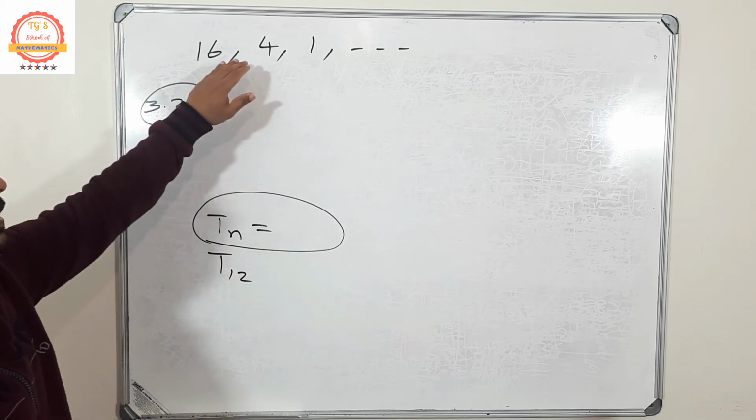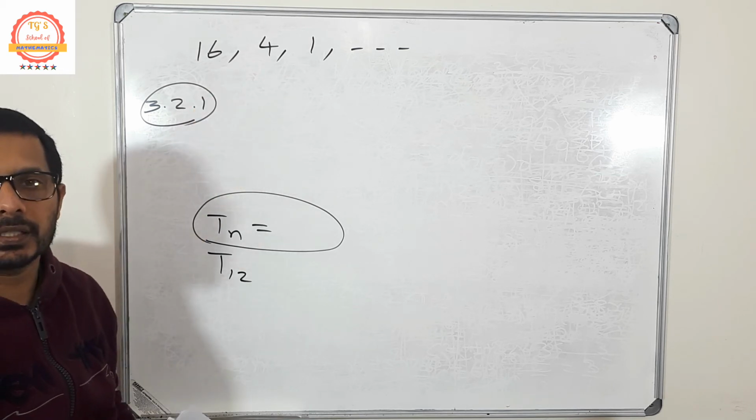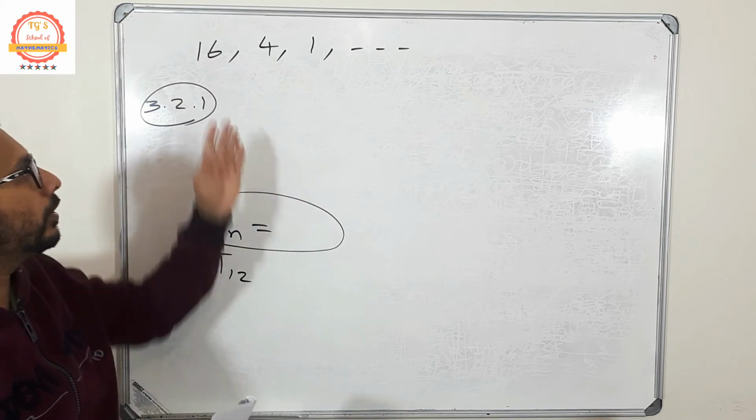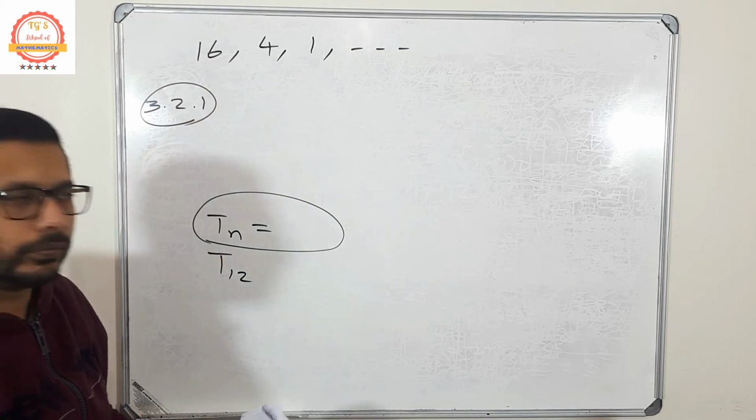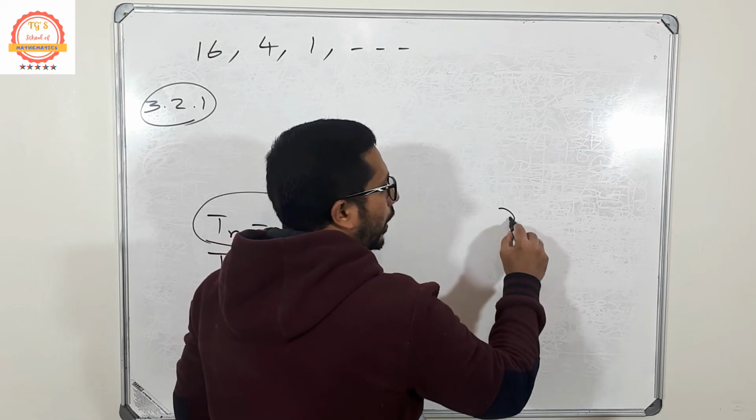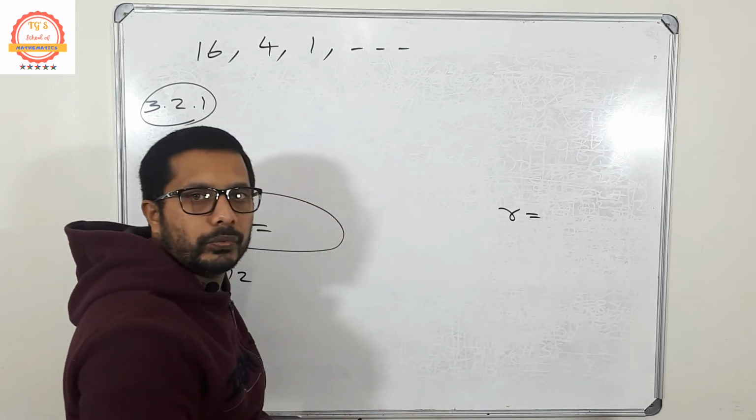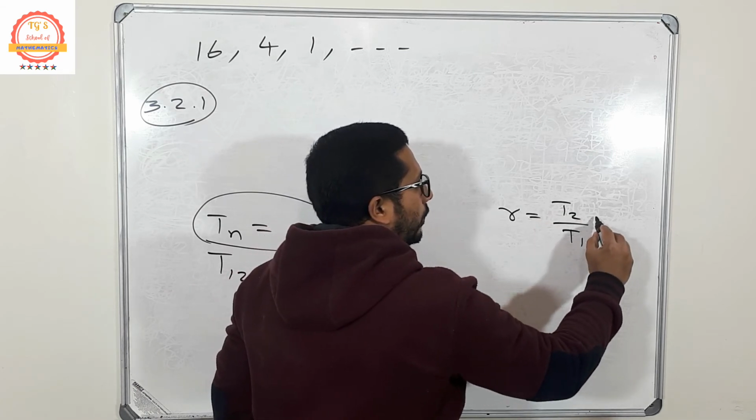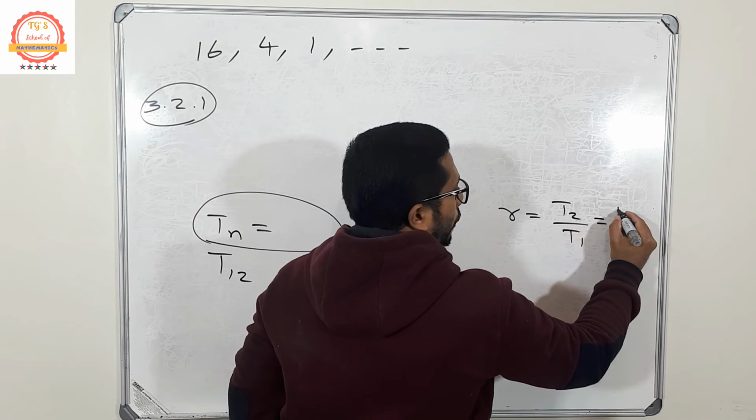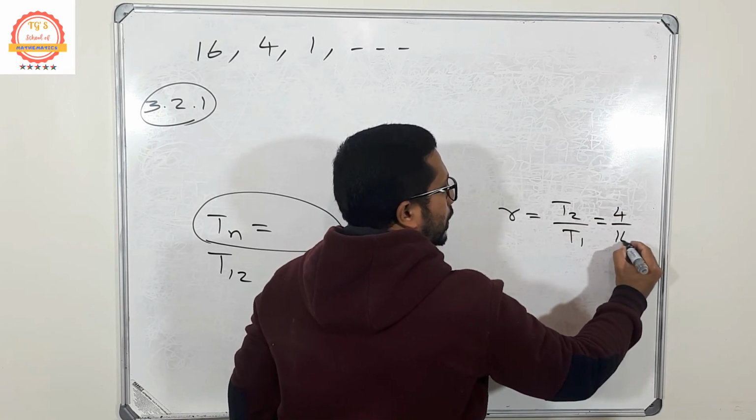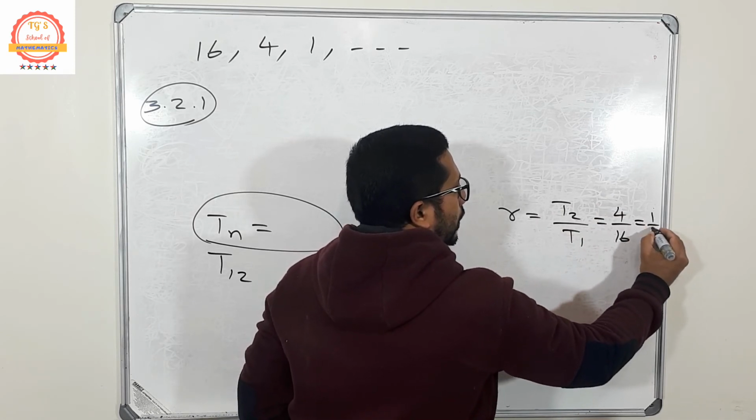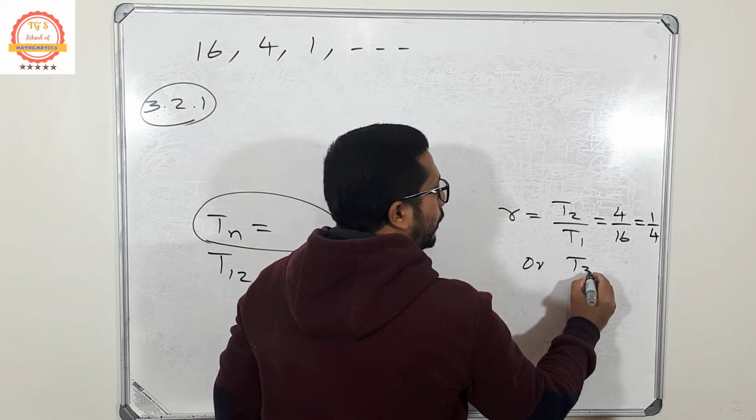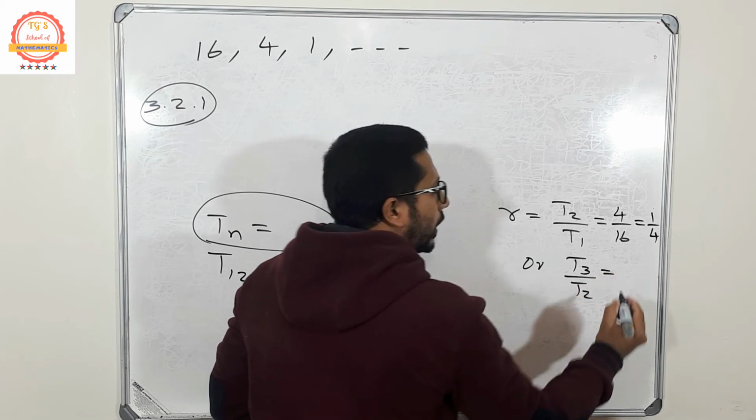Since this is given as a geometric sequence, how do you identify it as a geometric sequence? If it is a geometric sequence, you can find a common ratio. How can you find that common ratio? It is T2 divided by T1. T2 is 4 divided by T1, which is 16. What is 4 by 16? 1 over 4. Or T3 divided by T2. You can check like that also.